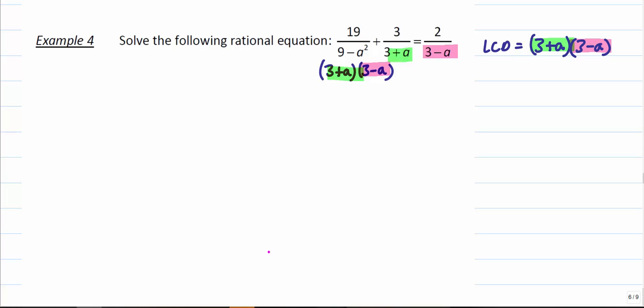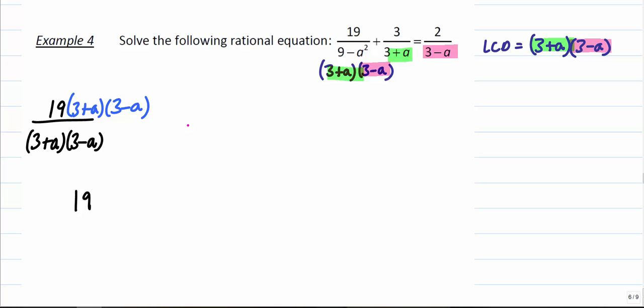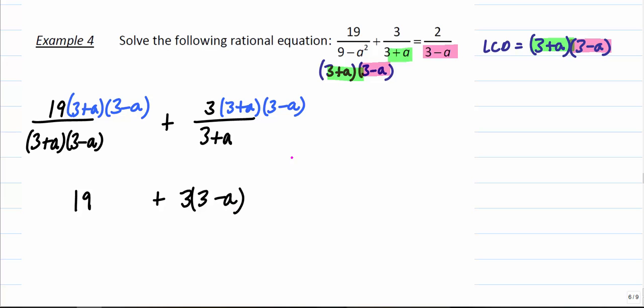I'm going to look at the first one, and the first denominator is going to cancel out completely because I'm going to be multiplying by both 3 plus a and 3 minus a. So those cancel out. Next I have plus 3 over 3 plus a. Well, when I multiply this by 3 plus a and 3 minus a, the 3 plus a's cancel, leaving me with 3 times 3 minus a.